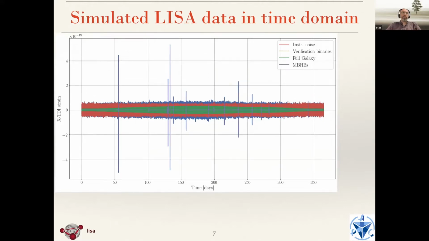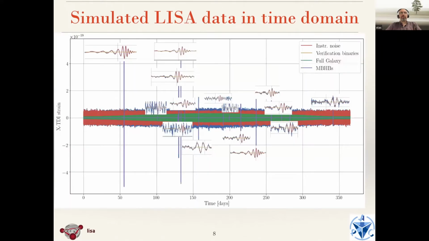And we have this in purple: massive black hole mergers. If you zoom in, sometimes you can see this is signal plus noise, but the signal is so loud that you don't even see the noise. Some others are much quieter, and you see they're actually below the noise.